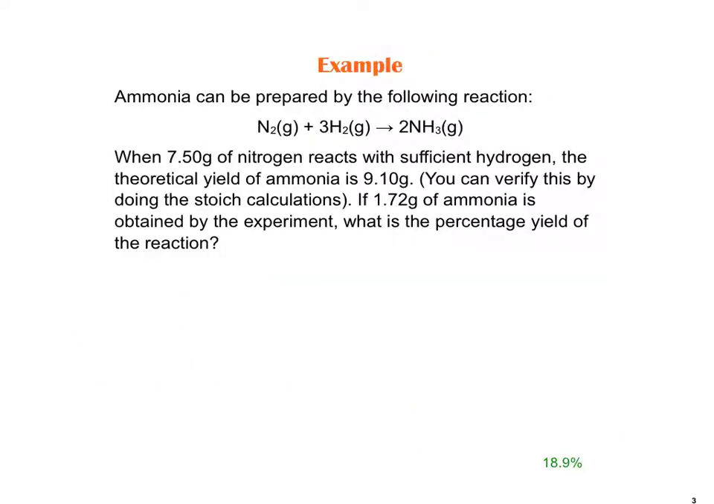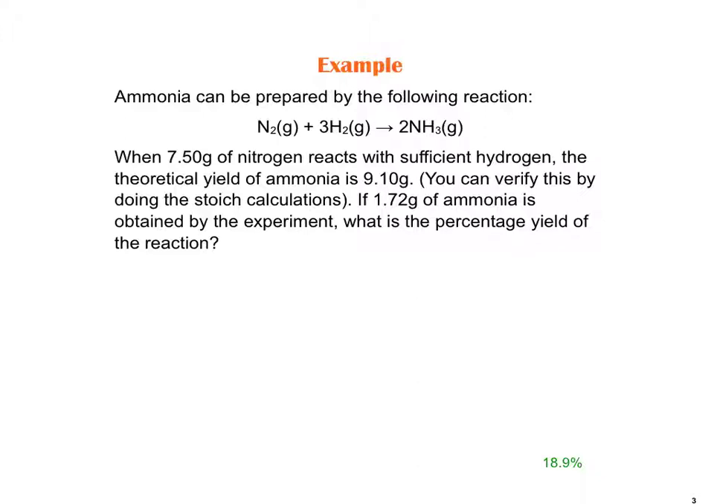All right, so ammonia can be prepared by the following reaction. When 7.50 grams of nitrogen reacts with sufficient hydrogen, so that means that nitrogen would be the limiting reagent and hydrogen is in excess, the theoretical yield of ammonia is 9.10 grams. So you can check this by stoichiometry. That's what we would have gotten using our stoich calculations. If 1.72 grams of ammonia is obtained by the experiment, what is the percentage yield of the reaction?